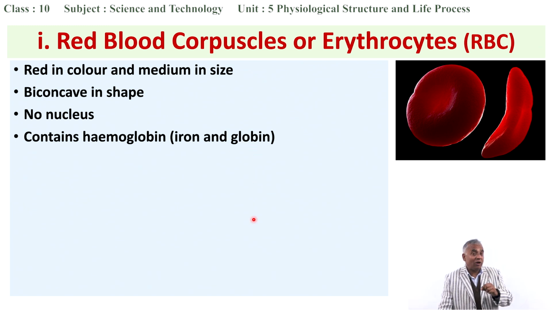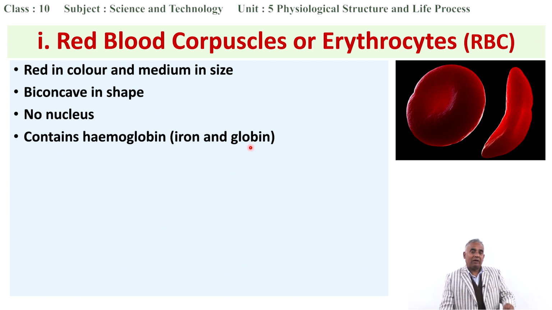Like that, one name you have studied is globulin. That was different. Globin and globulin are different proteins. So protein, globin and iron, these two substances are found here. And iron provides the red color of the blood. Because of this iron, the blood is red.